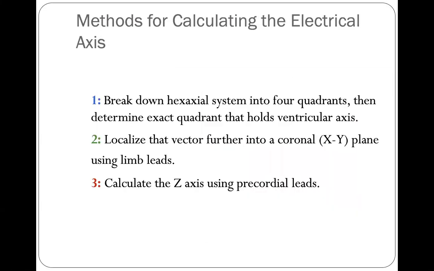So there are 3 components of axis, and we're only going to do the first component for right now. One is to break that hexaxial system down into 4 quadrants and then determine what quadrant the electrical activity is most likely traveling through. The second component, which will be our next discussion, is how to identify the exact degree axis for those vertical leads. And the third component is to start looking at the precordial leads, which we call the z-axis, and that's looking at it in the horizontal plane.